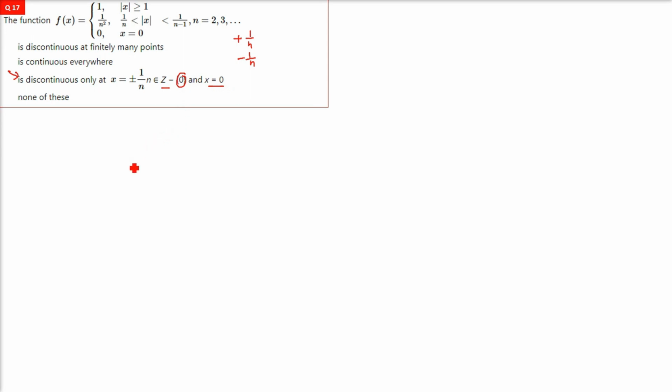But you have to understand what this means: mod x is greater than or equal to 1, and mod x is between 1 by n and 1 by n minus 1. This is the basic thing you have to talk about in this question. So let us see. Mod x is greater than or equal to 1. See, if x is greater than 0, you get x. If x is less than 0, you get negative x. So mod x greater than or equal to 1 means either you are above 1 or below minus 1.